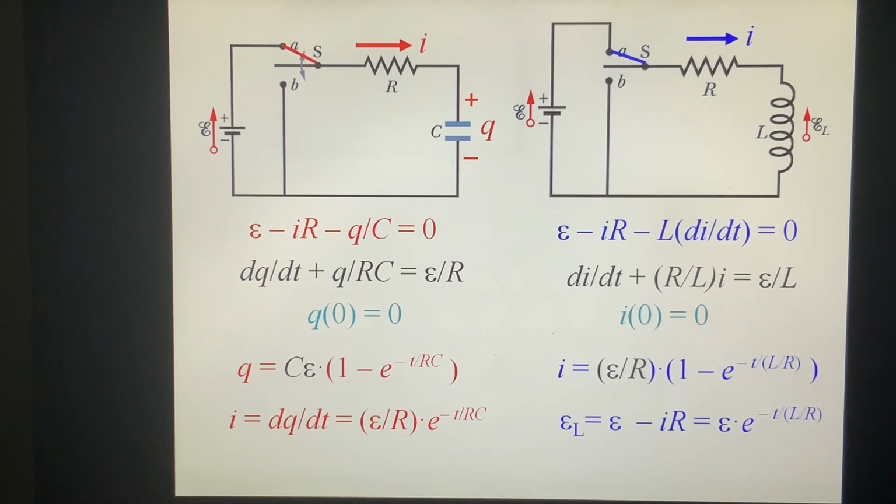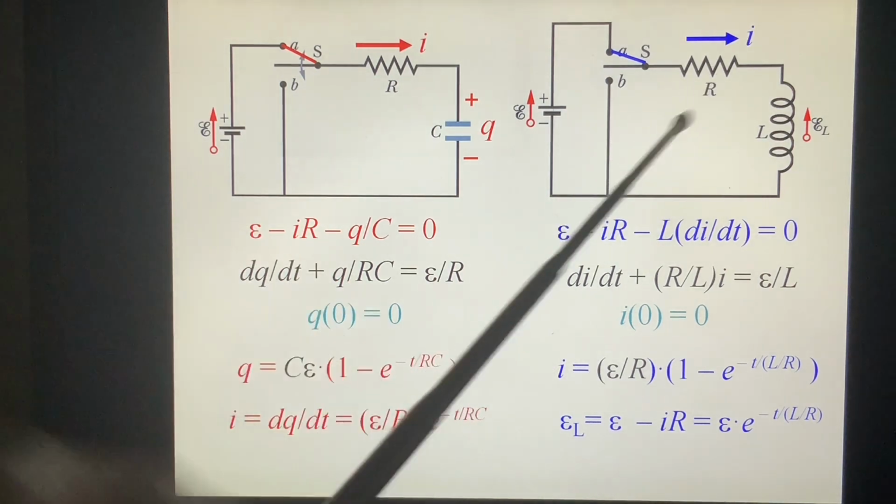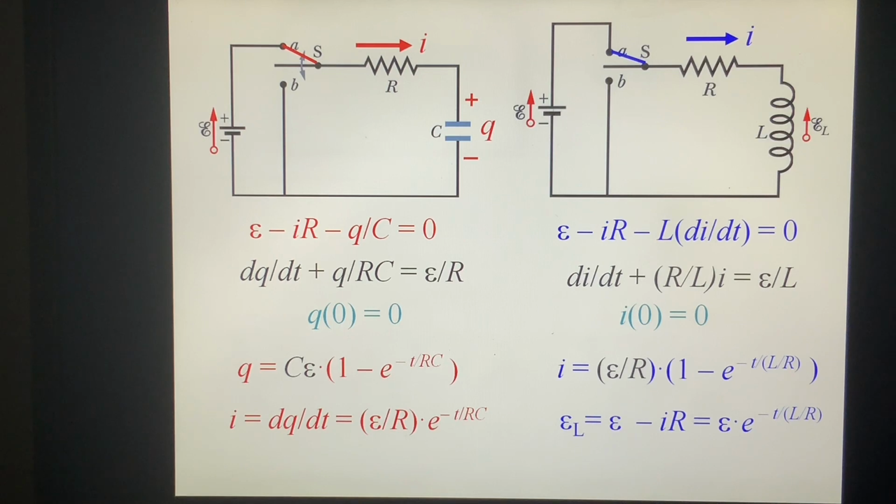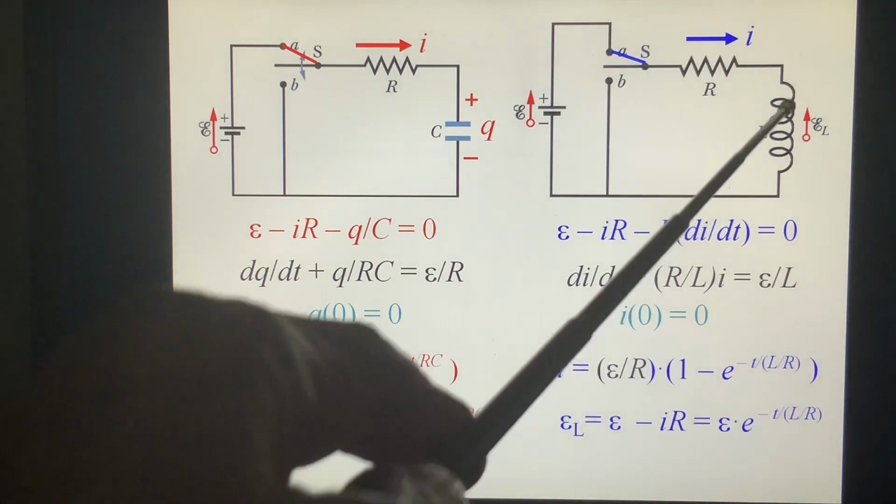Okay. What does this mean? What this means is when t equals 0, e to the 0 is 1. 1 minus 1 is 0, so I is 0. So at the beginning, I is not huge. I stays at 0 and gradually increases until t goes to infinity. Then you get I equal to epsilon over R. Okay, and then the EMF is different.